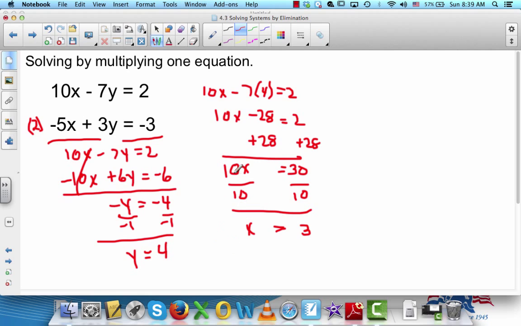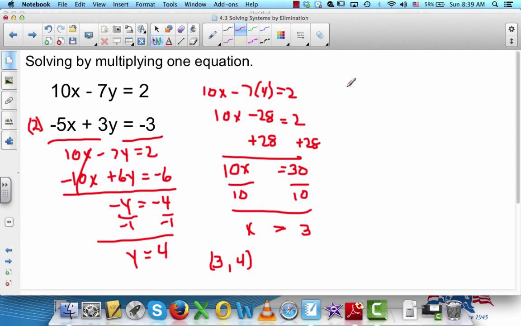So our solution set is going to be an ordered pair of 3, 4. Very easy here to make a mistake and put 4, 3 since you solved for y first. But you got to remember the x comes first and then the y. So our solution is 3, 4.